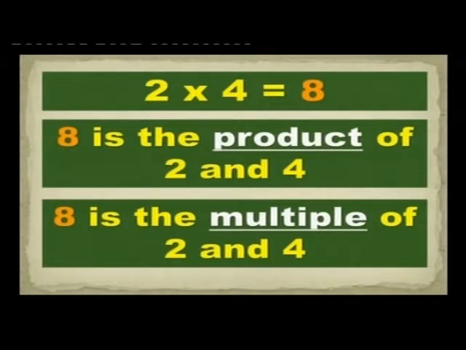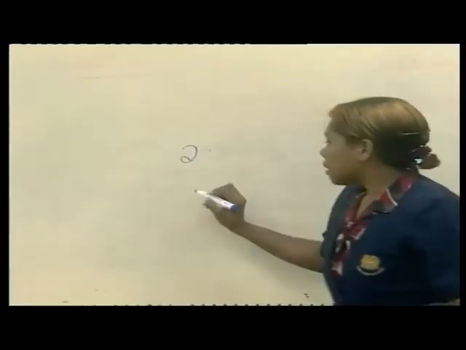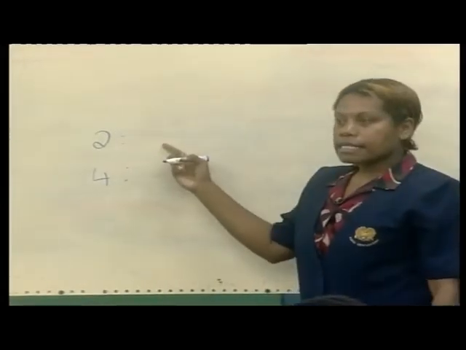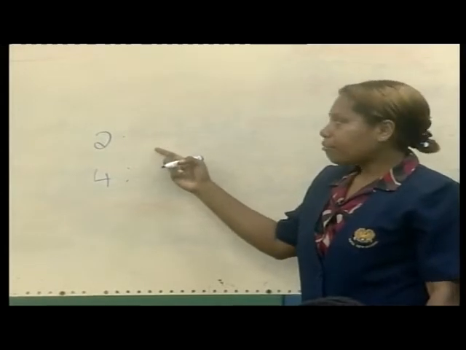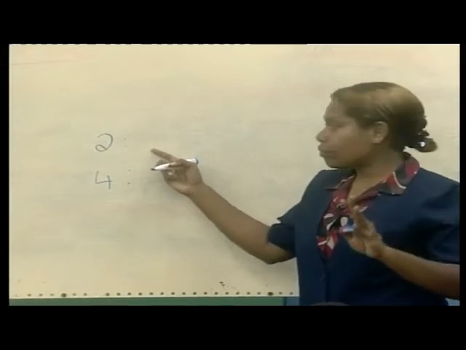And also, 8 is a multiple of 2 and 4. 8 is also a multiple of 2 and 4, because we said that multiples are the product of a given number. So let's say the multiples of 2 and the multiples of 4. Let's give the first 5 multiples.